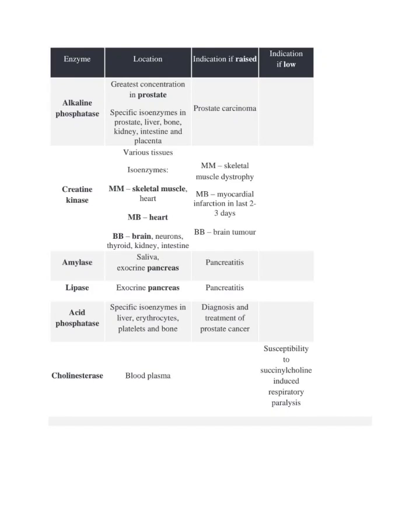If the enzyme is lipase, the location is exocrine pancreas and the indication if raised is pancreatitis. If the enzyme is acid phosphatase, its location is specific isoenzymes in liver, erythrocytes, platelets and bone. And indication if raised is diagnosis and treatment of prostate cancer.